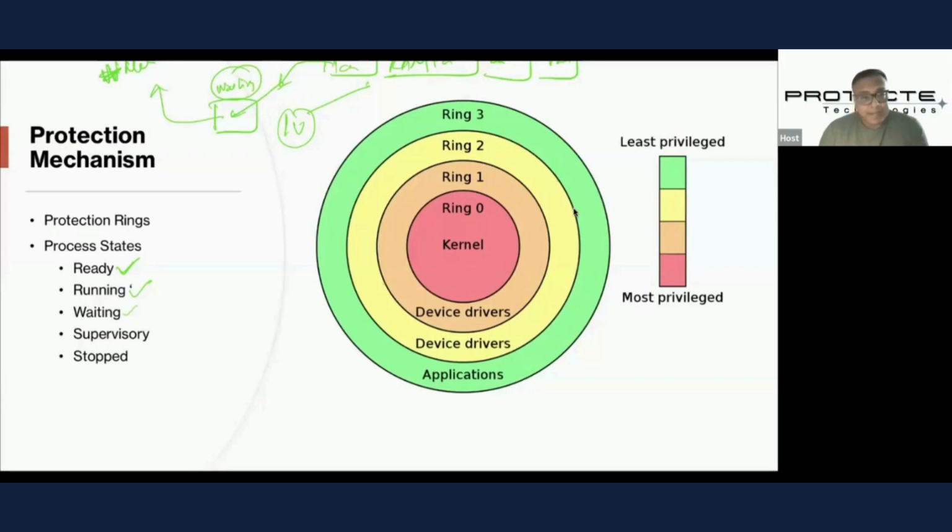And then once it has executed, it waits, and then it goes into supervisory mode. Supervisory mode is where it checks whether everything is fine. If everything is fine, it goes into stopped mode. The process is stopped if it is completed. So these are the processor states.